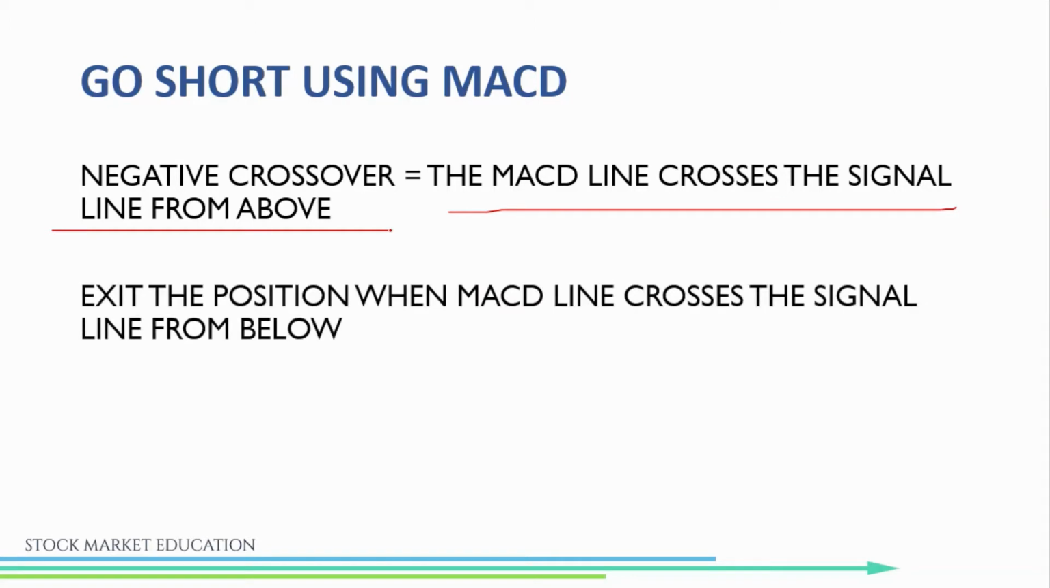And what will be the exit criteria? Exit the position when the MACD line crosses the signal line from below. That means the buy signal which we saw in the previous example will be our exit point in case we have shorted that stock or the index at the shorting opportunity.